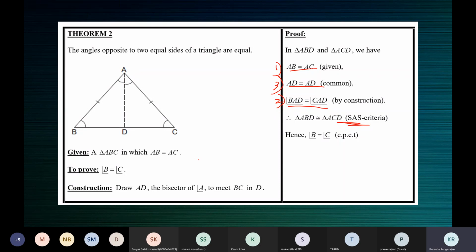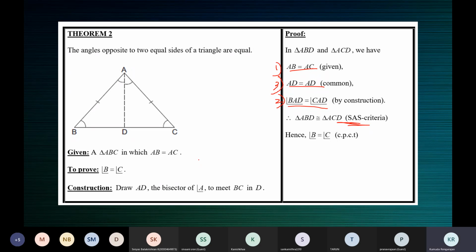Yes, Shreyas, what's your question? Ma'am, you said we have to write AB is equal to AC in that order. Is it compulsory to write it like that, ma'am? Because we don't know which congruency is going to come in the triangle.